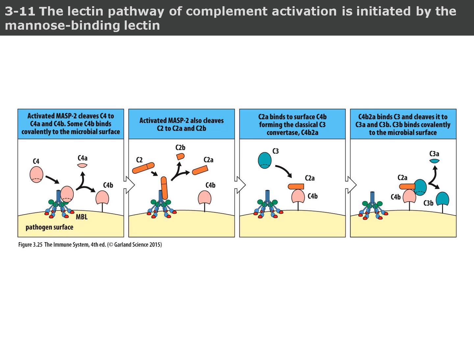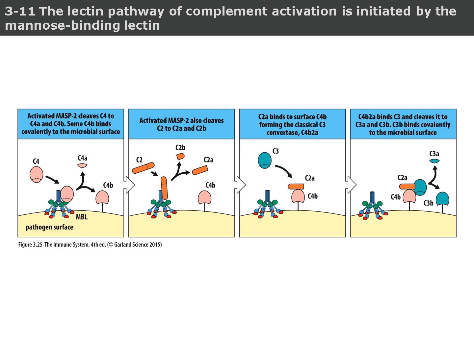This figure describes the step-by-step activation of the lectin pathway of the complement system, which is triggered when mannose-binding lectin binds to carbohydrates on the surface of a pathogen. The pathway begins when the enzyme MASP2, which is associated with mannose-binding lectin, becomes activated. MASP2 first cleaves complement protein C4 into two fragments, C4a, which is released, and C4b, which covalently attaches to the microbial surface. Then MASP2 also cleaves complement protein C2 into C2a and C2b.